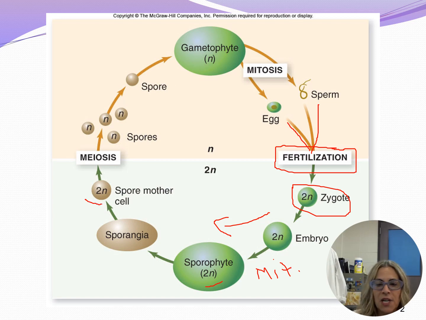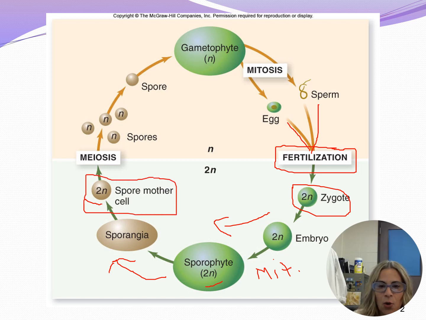So on this bottom half of the diagram, we are always diploid, and growth is happening through mitosis once fertilization happens. You'll notice that the sporophyte grows into something called a sporangia, and then into what we call a spore mother cell. Sporangia actually produce spores, and as those mother cells mature, and notice that they are still diploid at this point, they are capable of undergoing meiosis. So that spore mother cell undergoes meiosis in order to produce those haploid cells called spores.